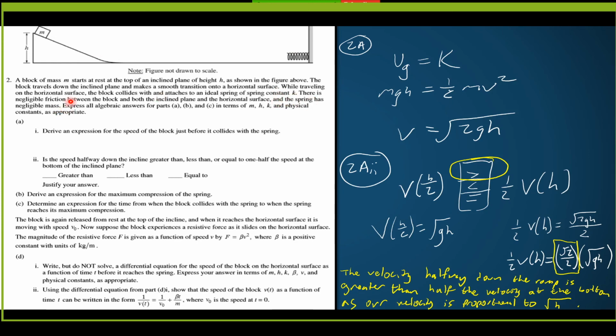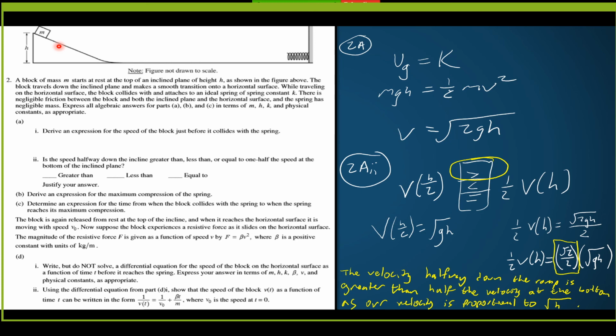I want to express all answers for parts A, B, and C in terms of the mass of the block, the height of the inclined plane, the spring constant K, and any other physical constants, such as gravity, as appropriate. So for the first part, I want to derive an expression for the speed of the block just before it collides with the spring, the instant before we hit the spring. So to find the velocity, I can take our potential energy and set it equal to our kinetic energy.